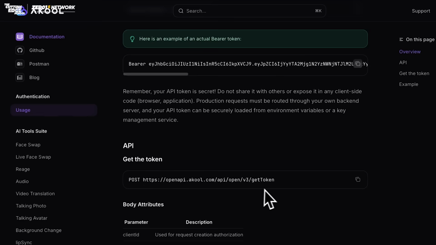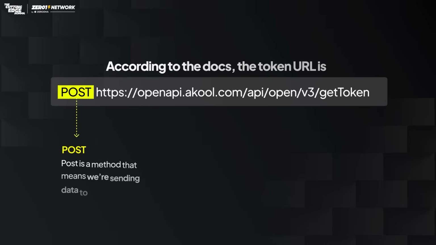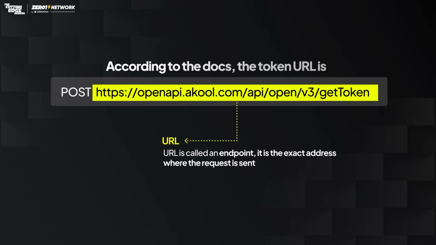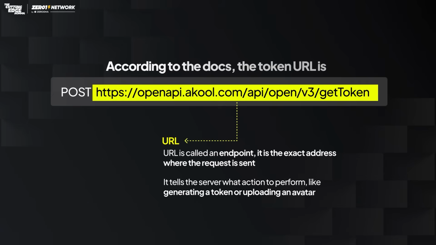Now, according to the docs, the token URL is this. Here, post is a method that means that we are sending data to the server, and the URL is called an endpoint. It is the exact address where the request is actually sent. So it tells the server what action to perform, like generating a token or uploading an avatar.